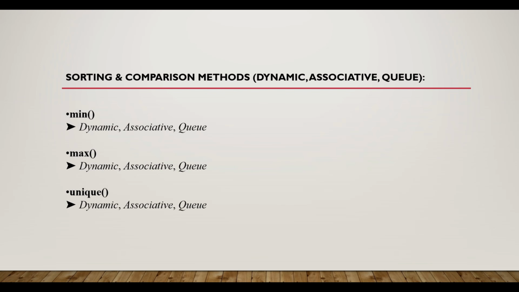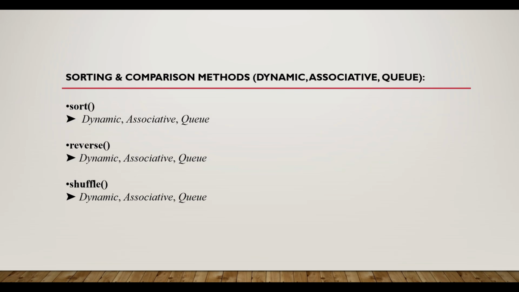Now some sorting and comparison methods are also there. The minimum method gets the minimum value from the entire array, the maximum method gives the maximum value from the entire array, and the unique method gets the unique elements from an array. These three methods are applicable for dynamic, associative and queue arrays, and you can also use them in a fixed size array, so keep this in mind.